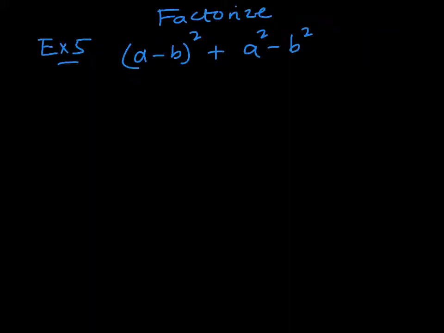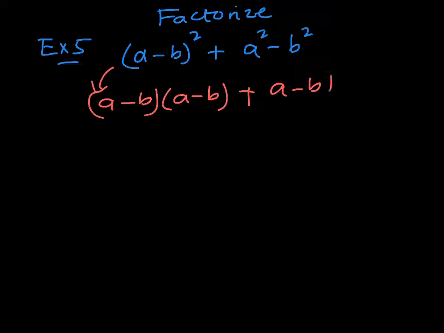So factorize (a - b)² + a² - b². Here, what exactly do we mean by this? So (a - b)², we can rewrite this as (a - b)(a - b), plus a² - b². That's called difference of two squares.